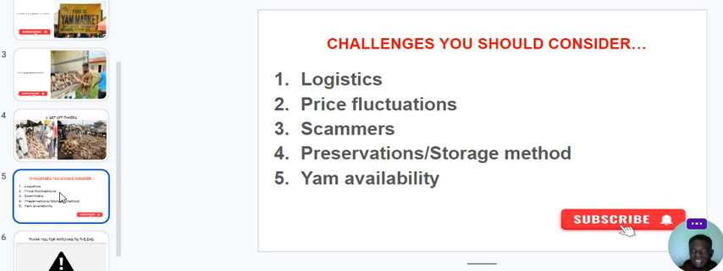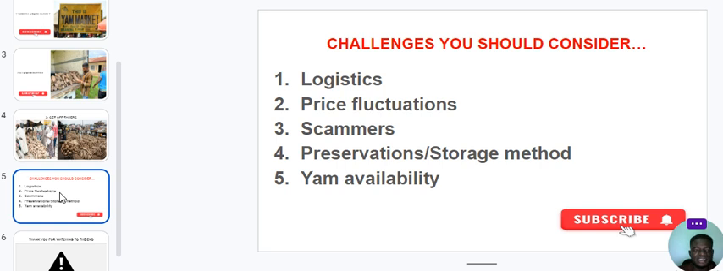And if after getting to know these challenges you weigh yourself and you see that you will not be able to cope, then you will not invest money in this business. Many people will make millions in trading yam, but maybe it's not in your destiny to make the millions, right? So when you see the challenges and see that you will not be able to cope, then you will not invest your money in it.